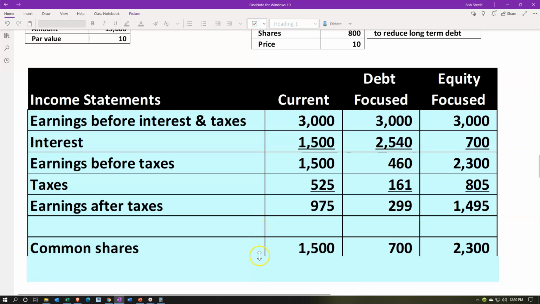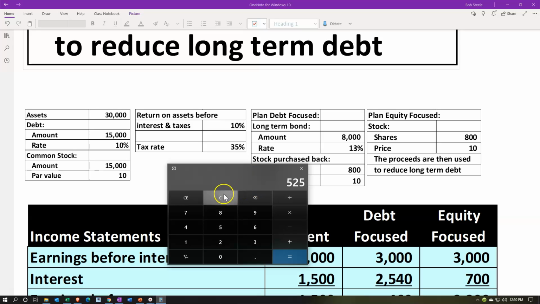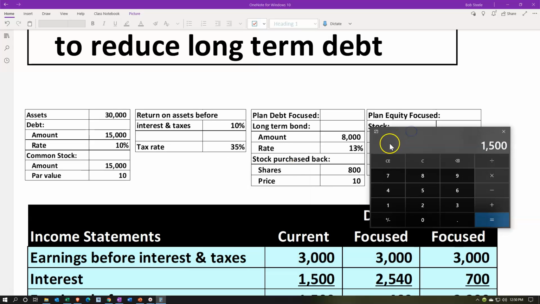So if we then consider the number of shares, we're going to say, all right, how many shares are outstanding now? Well, we started off with 1,500. How do we know that? Because we had the 15,000 in common stock divided by the par value of 10. That's our 1,500. And then under the debt plan, we're going to be buying back stock at the $800. We're gonna take the $8,000 and we're going to use it to buy back stock. Now, notice the price we're buying back is $10, which is the same as the par value, which is, you know, not always the case, typically not the case, but it's going to simplify our problem a bit here, so don't let that confuse you.